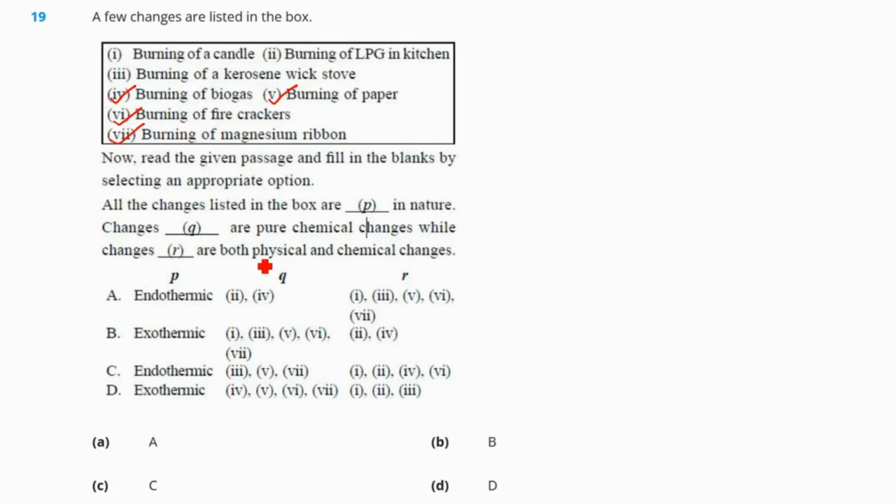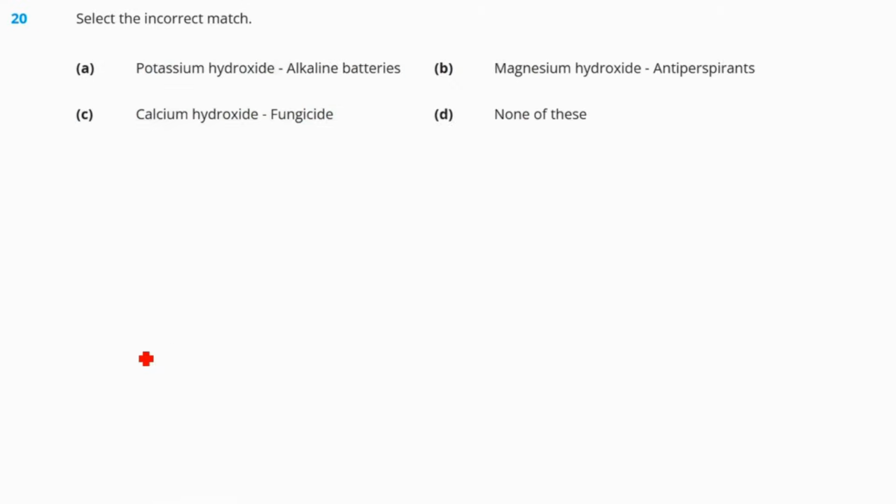While changes R are both physical and chemical. That is burning of candle, burning of LPG in kitchen, burning of kerosene wick stove. So our correct answer is option number D.